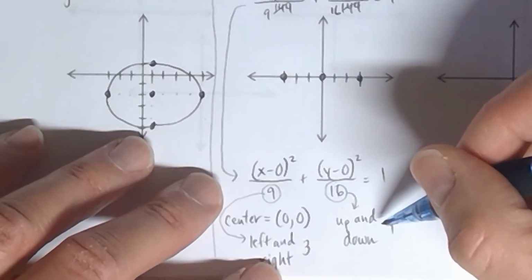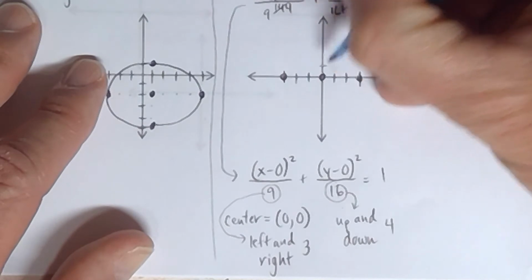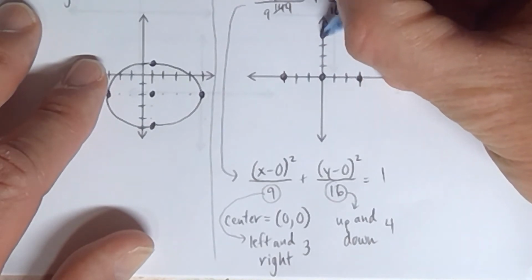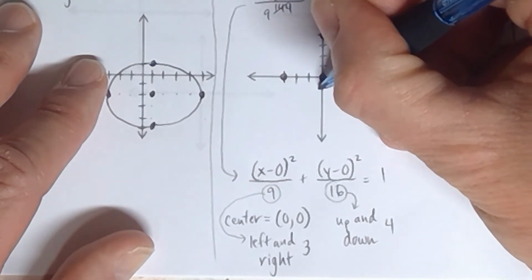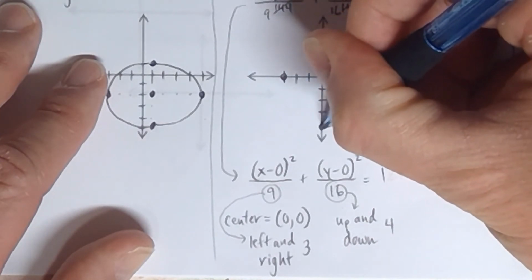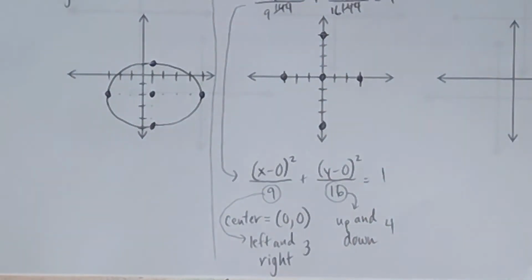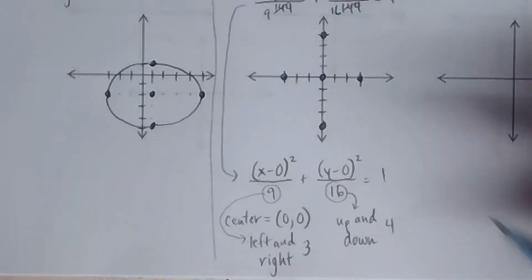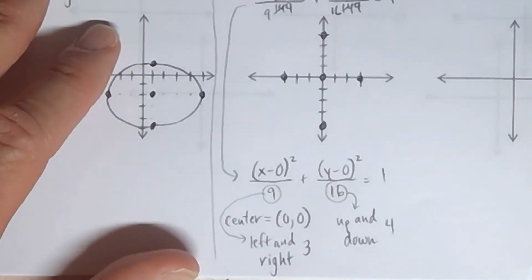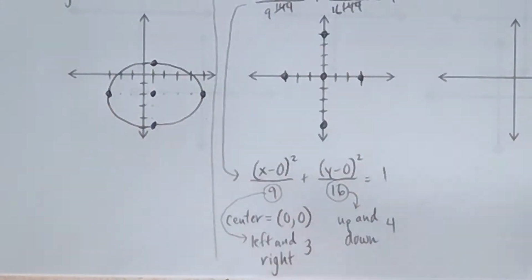Okay, and then up and down 4 means what? That means we're going to go, just like it says, up and down from the center, a distance of 4 in both directions. So that gives me this right here. So once I have those 4 points in place, the left, right, up, down points, we once again just do the same thing we did with circles.